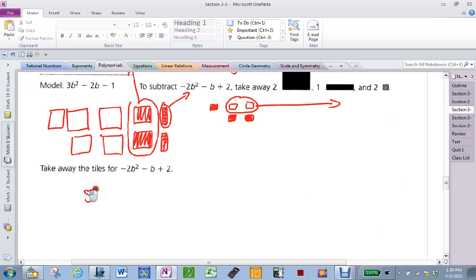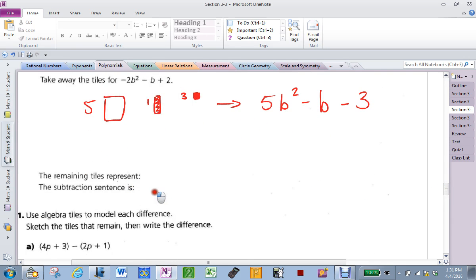So, what am I left with? Positive 5 big guys, 1 colored bar, and 3 little negatives. So what do those represent as numbers? 5b squared, minus 1 b, minus 3. Everyone see how it works? So now, can we write the subtraction sentence? It is 3b squared minus 2b minus 1, minus negative 2b squared minus b plus 2, equals 5b squared minus b minus 3. Is everyone cool?